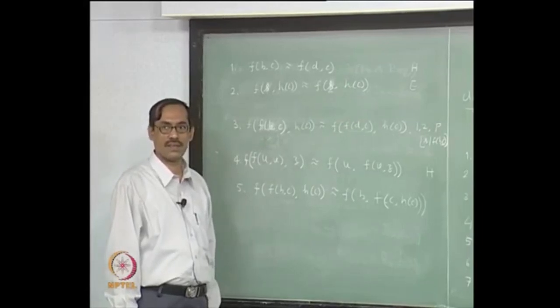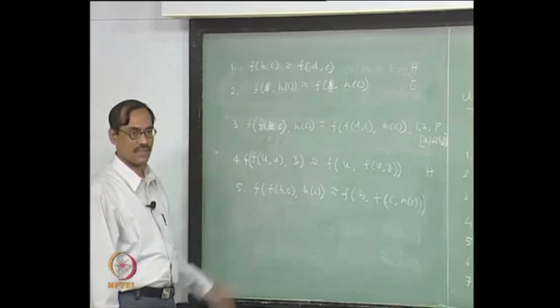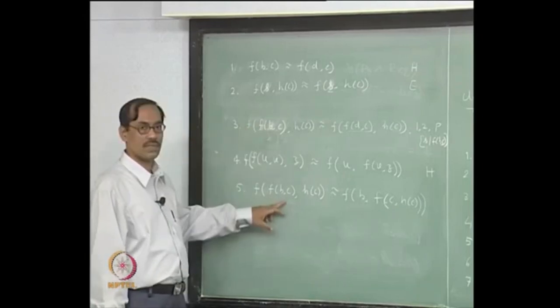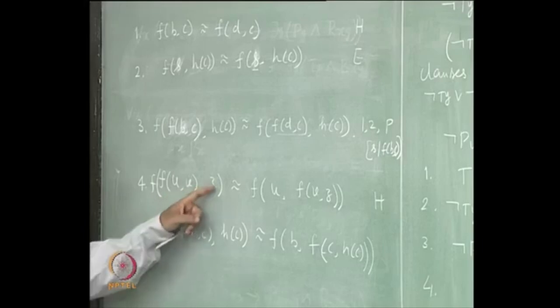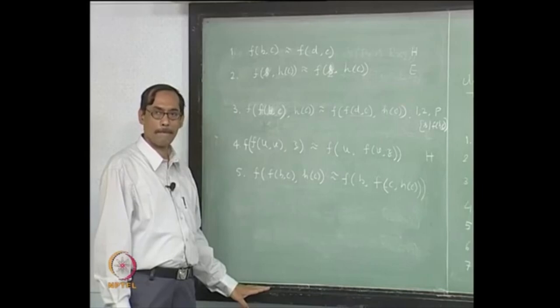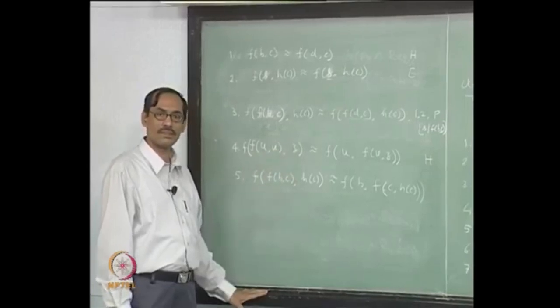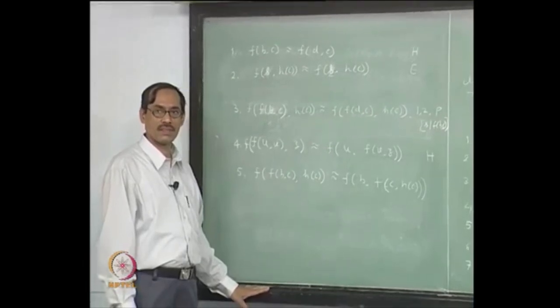Do you see the problem or not? First, you have to realize the problem. From these two, you want to infer this. How do you infer? With associativity. What do you say? U should be substituted by b, v by c, z by h c. But which rule allows that? Which rule will allow that from this it will follow?